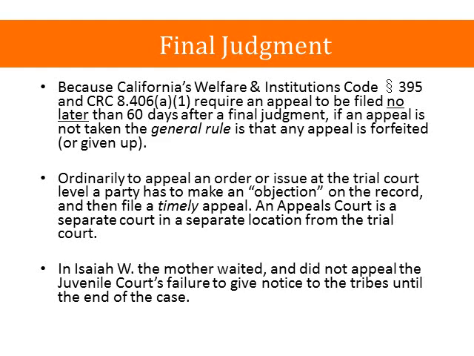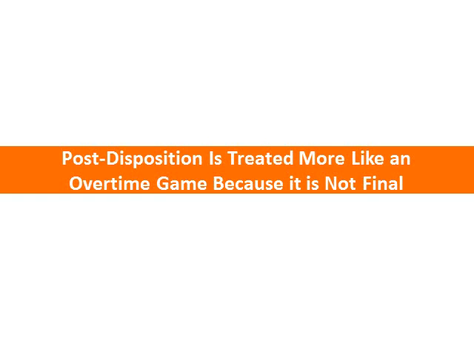In Isaiah W., the mother waited. She didn't appeal, and she may not have made an objection, I don't recall, but she did not appeal the court's failure to give notice or to apply the Indian Child Welfare Act until the back end of the case. So the tribe didn't have any role in that because the tribe didn't know about it, tribe or tribes.